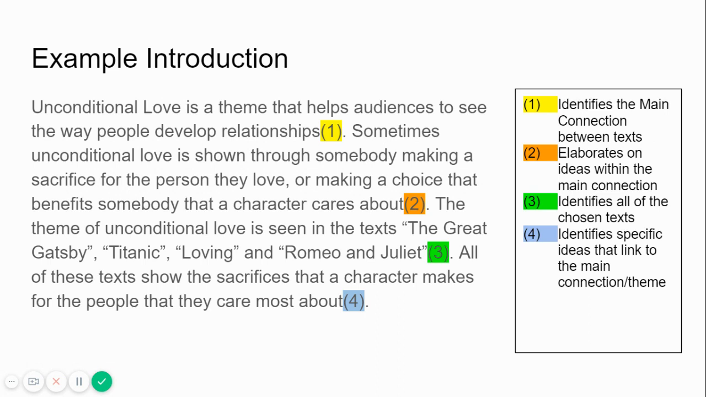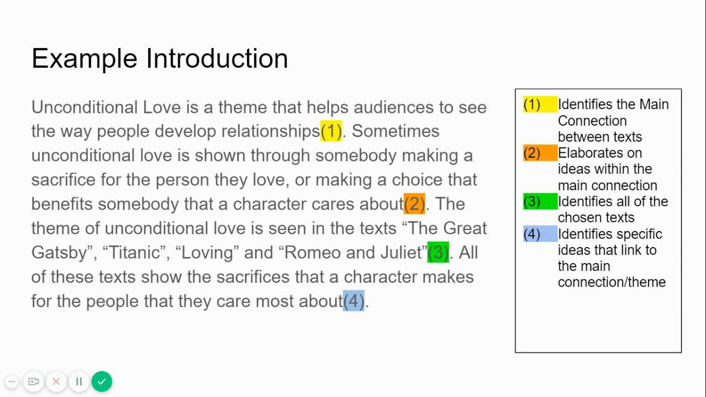So here we've got an example introduction. We're sticking with that theme of unconditional love. In this introduction, we have our statement, which identifies the main connection between the texts. Unconditional love is a theme that helps audiences to see the way people develop relationships. It's a catchy-ish statement, but it's also a general statement, and that general statement allows you to elaborate a little bit and explain your own ideas or the specific ideas you'd like to talk about.